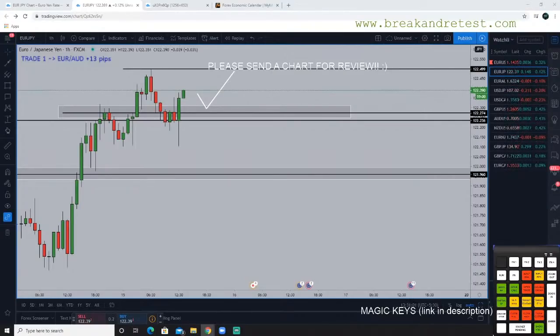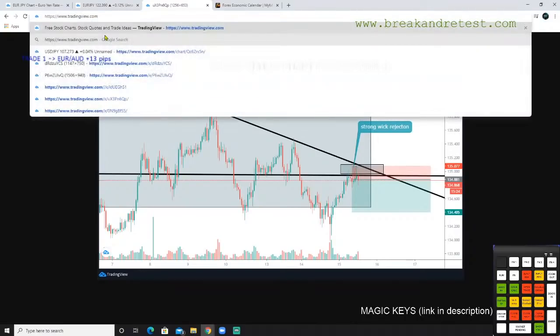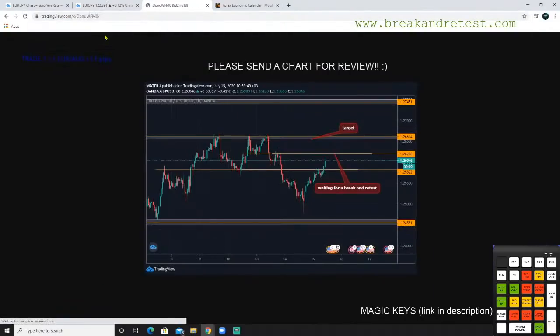Jason, send a chart please, and I'll see what USD CHF is doing. Send a chart just like Robert, and we can review it. GBP USD, waiting for a break and retest. Target.